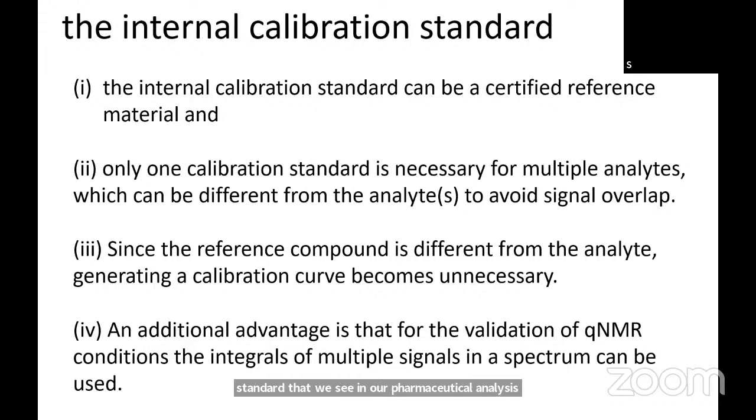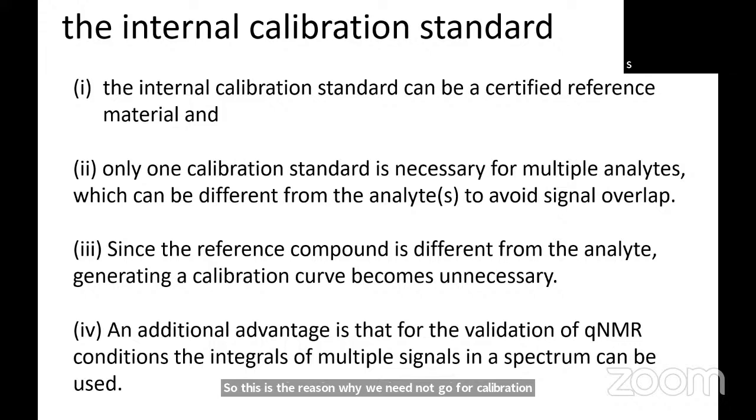Only one calibration standard is needed. Let us say even if your formulation has 10 ingredients, for simultaneous estimation of all the 10 ingredients, you require only one internal standard. Absolutely fine. So internal standard is a different analyte, and we are going to do relative calculations with reference to the internal standard, to find how much is the concentration of your sample. So this is the reason why we need not go for a calibration curve.